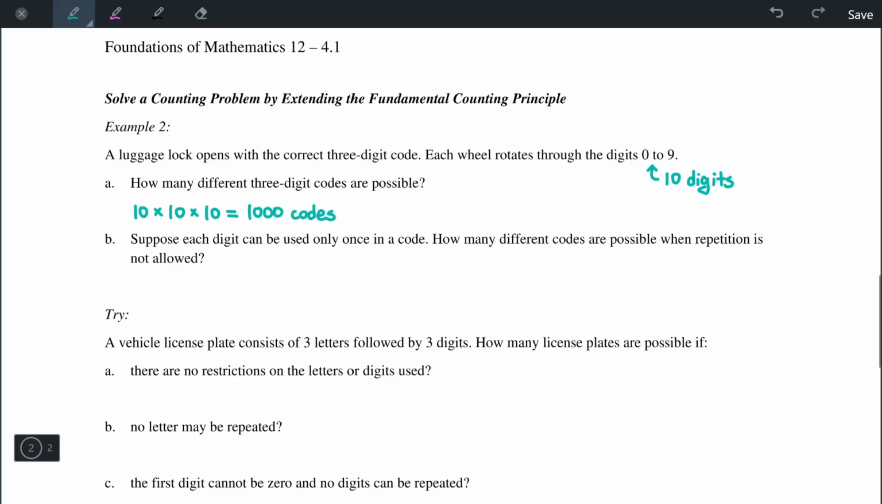Okay. So if we were to change the question slightly and each digit can only be used once, then it is a little bit different. We still have 10 choices for the first digit. For the second spot, we cannot choose the same digit again, so we are down to 9 different choices. And then for the third digit, we cannot use the first or the second digit, so we only have 8 choices left. So the total number of possibilities gets reduced to 720 codes.